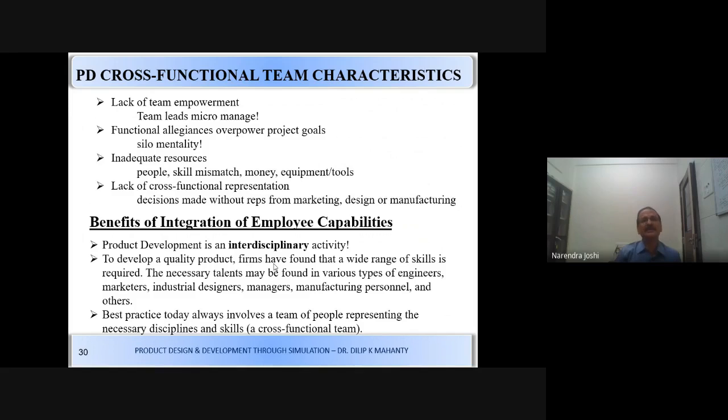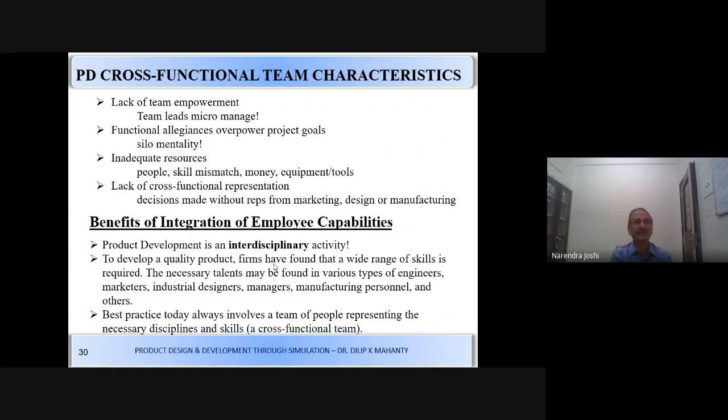The 21st century needs this. And why do some of the products not function properly? Because of lack of team empowerment. Team leads micromanage. We should have a proper team which can have cross-functional aspects as well as functional elegance, overpowering project goals. Silo mentality should not be productive. "I know this much and I will not allow." No. We should be open for all kinds of inputs and open to discuss and see that the end product is good and is satisfying the customer requirement.